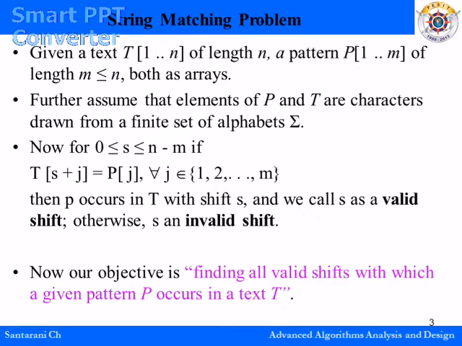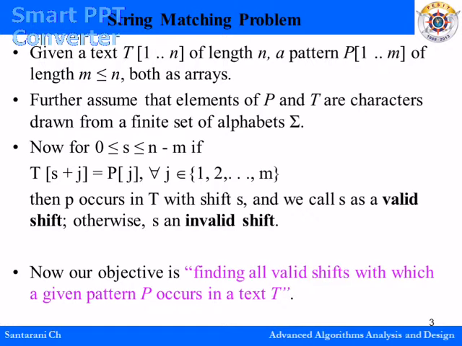This is the problem of string matching. Given a text T of length n and a pattern P of length m, such that m is less than or equal to n, and both are taken as arrays. Further, assume that the elements of the pattern P and the text T are characters drawn from some finite set of alphabets sigma.